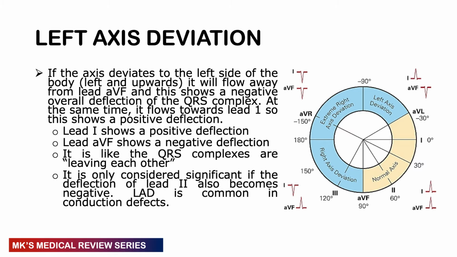Remember this. This is only considered significant if lead 2 is also showing you a negative deflection. So lead 2 must look something like lead AVF, and then lead 1 will be facing upwards, and we say that that is left axis deviation and is quite significant, most likely pathological left axis deviation.